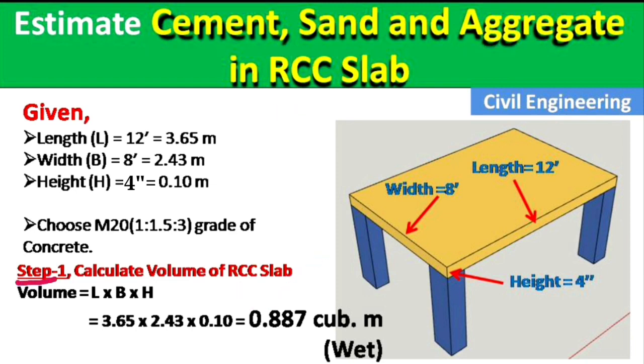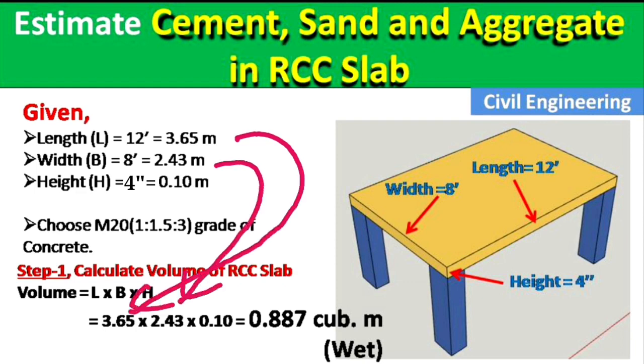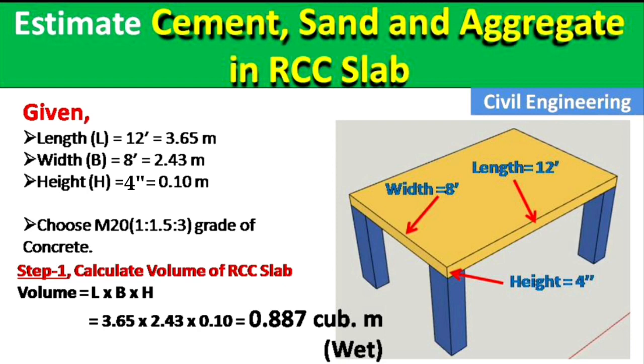Okay, so in the first step, what will we do? We have to calculate the volume of the RCC slab. To calculate the volume of this RCC slab is very simple, that is L into B into H. The formula of volume is length into breadth into height. All the values are given, we just have to put them here and calculate to get the total volume of the slab. So putting all the values and calculating, we get 0.887 cubic meter. This volume of the slab is the wet volume.